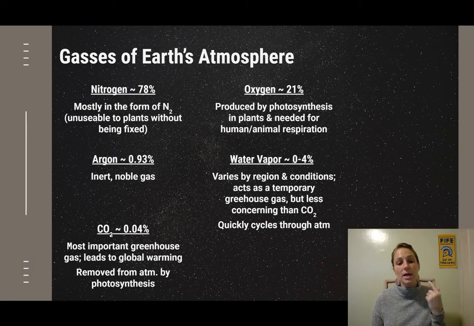Now, carbon dioxide is going to be removed from the atmosphere by photosynthesis from plants. So that's a reason why plants are important in this conversation of greenhouse gases and carbon dioxide, because plants take this in for photosynthesis. So that's something that removes it from the atmosphere.